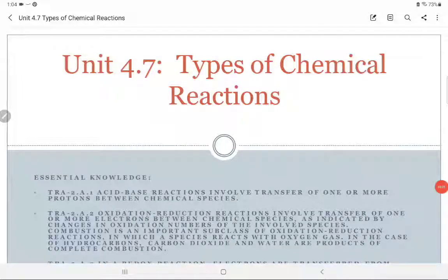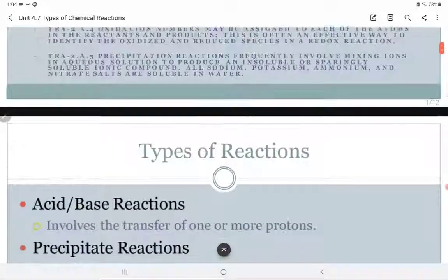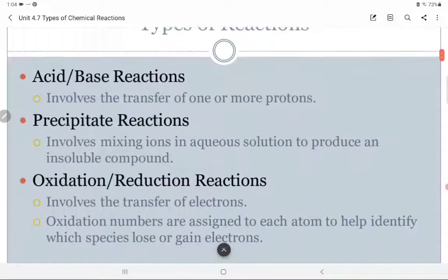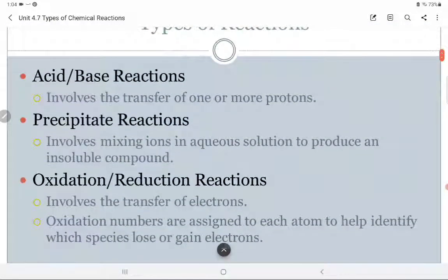Okay, so we're going to start looking at some other types of reactions, and one we're going to study in pretty good detail here are oxidation reduction reactions. There are some other types: acid bases, we've done a little bit of those; precipitate reactions, we've done some of those.